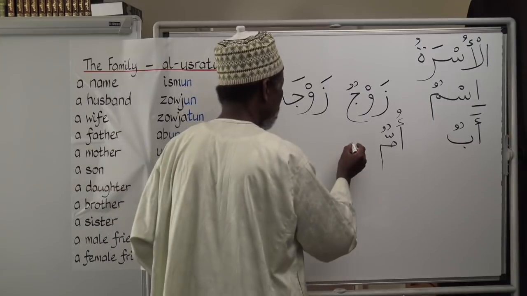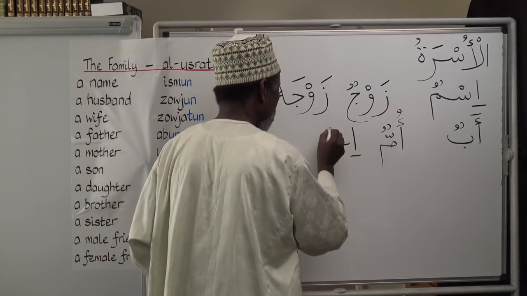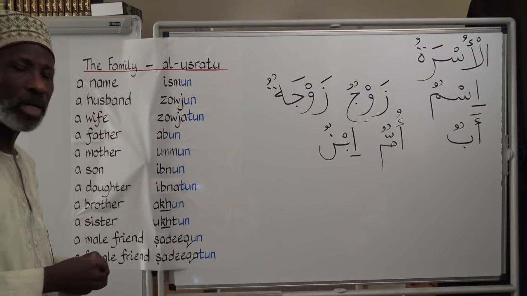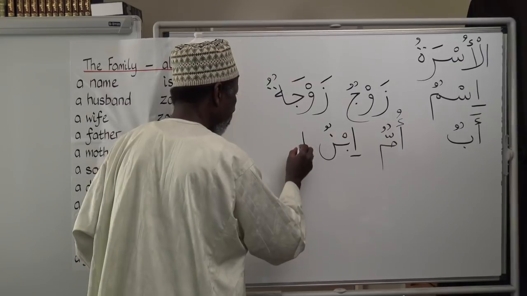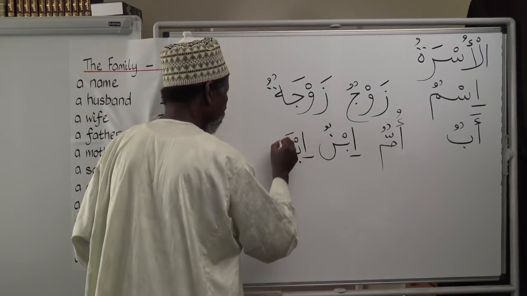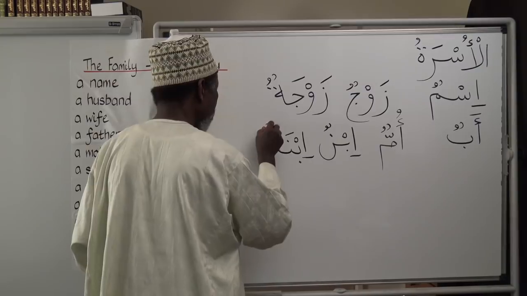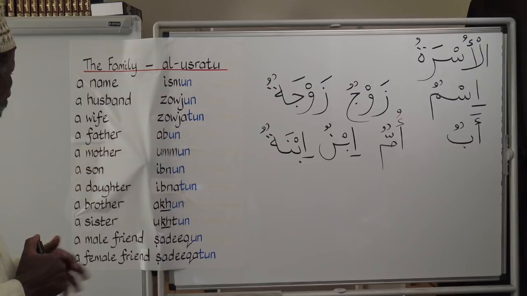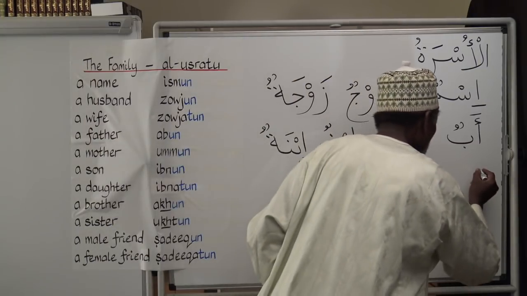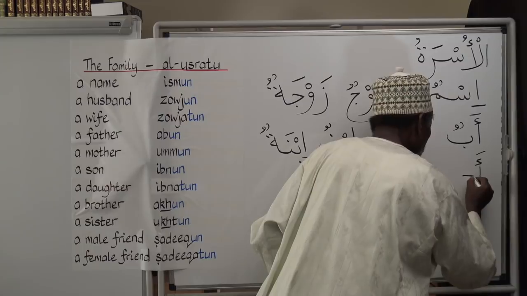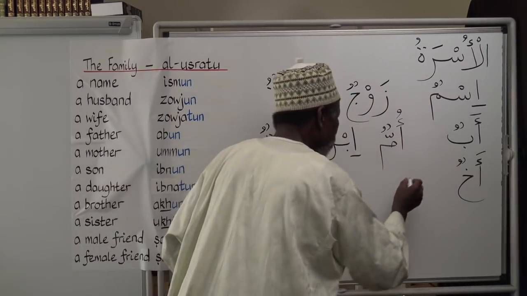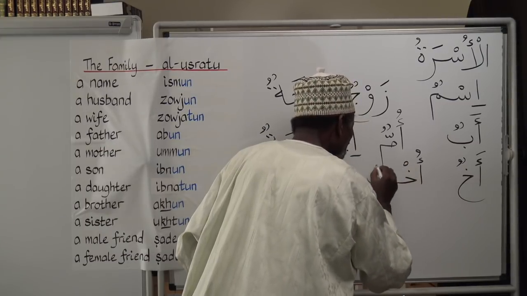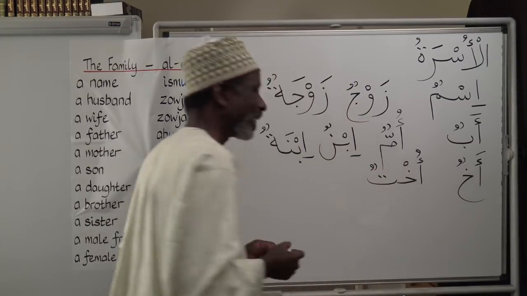Ibnun. And then daughter. Ibnatun. Ibnatun, daughter, you can call it bintu as well, but Ibnatun. A brother, Akhun. Sister, Ukhtun.